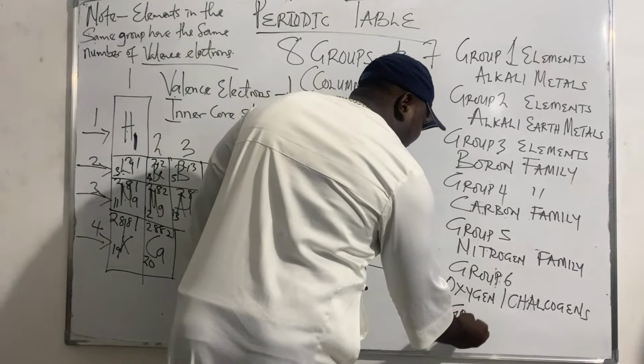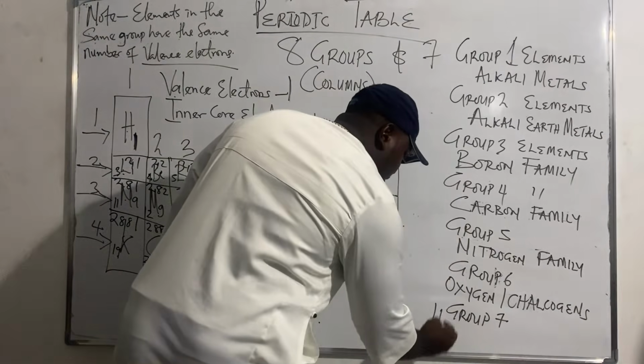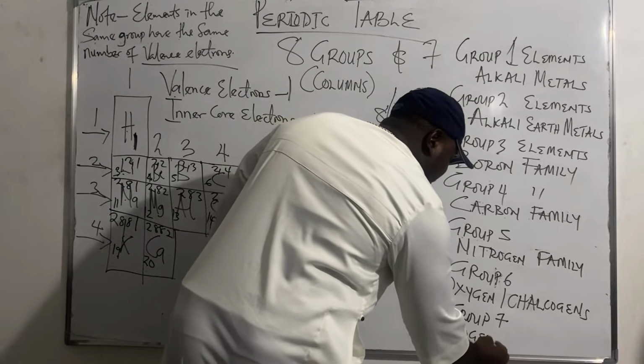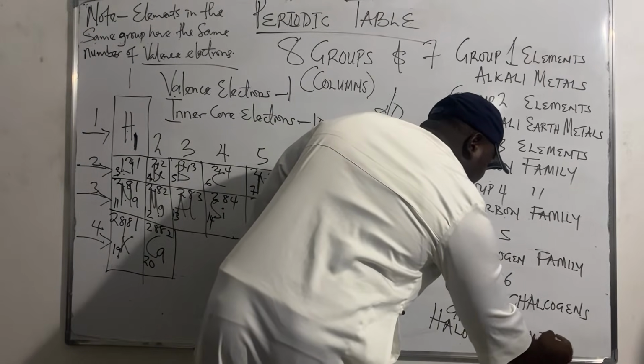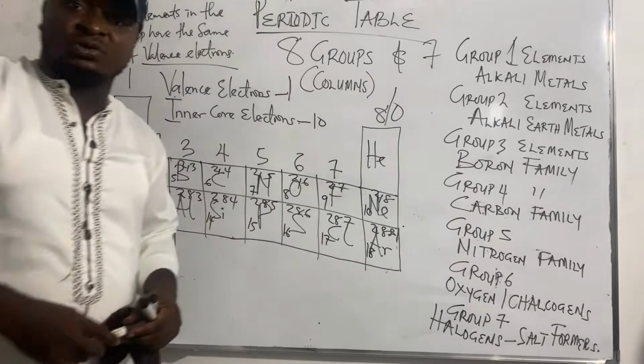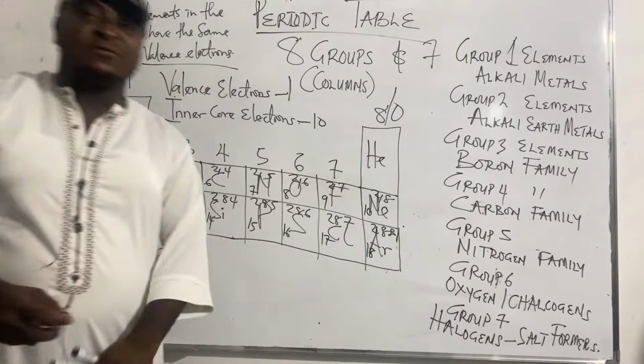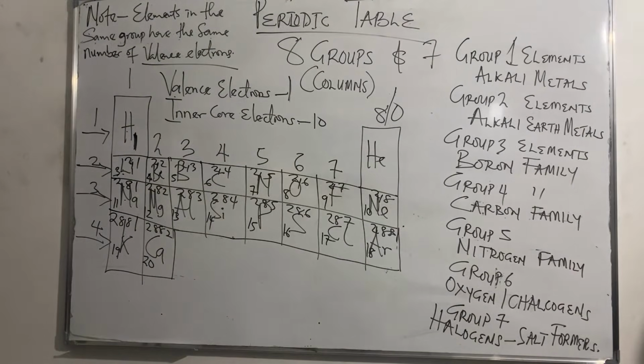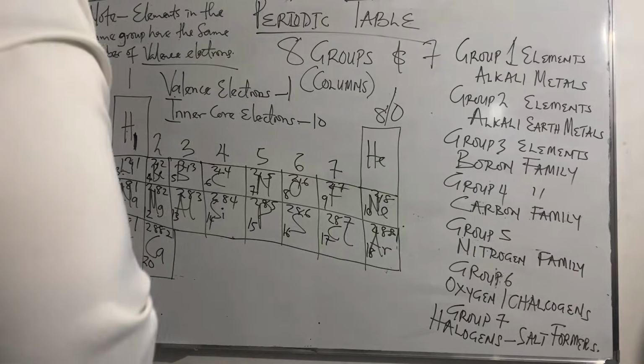Group 7 elements are the halogens. Why are they called halogens? Because they are salt formers. Class, group 7 elements are called halogens because they are what? Salt formers. They form salts. Most of your popular salts are from group 7 elements. Most of your popular salts in chemistry, NaCl, this one Cl, they are from what? Group 7. Salt formers.